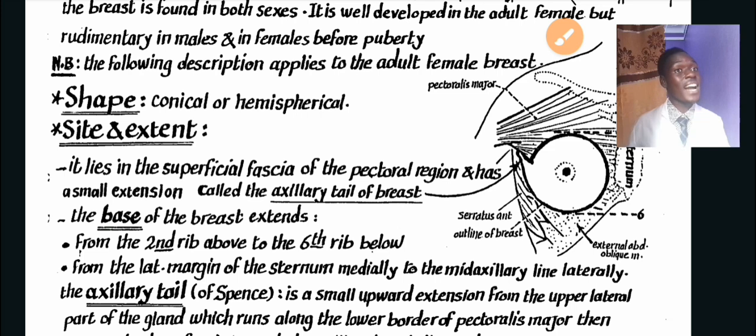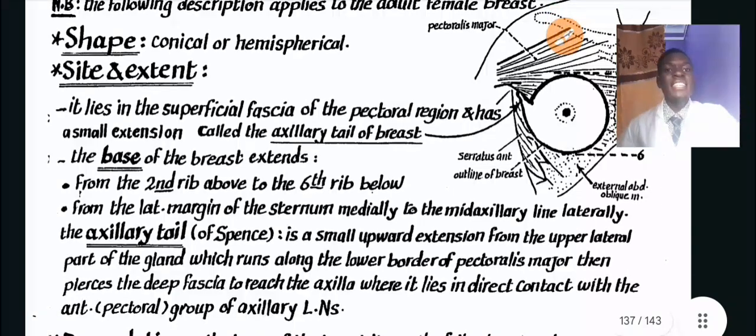Now, they can ask you, what is the axillary tail of Spence? The axillary tail of Spence is a small upward extension from the upper lateral part of the gland or the breast, which runs along the lower border of the pectoralis major. And then it pierces the deep fascia to reach the axilla, where it lies in direct contact with the axillary lymph nodes.